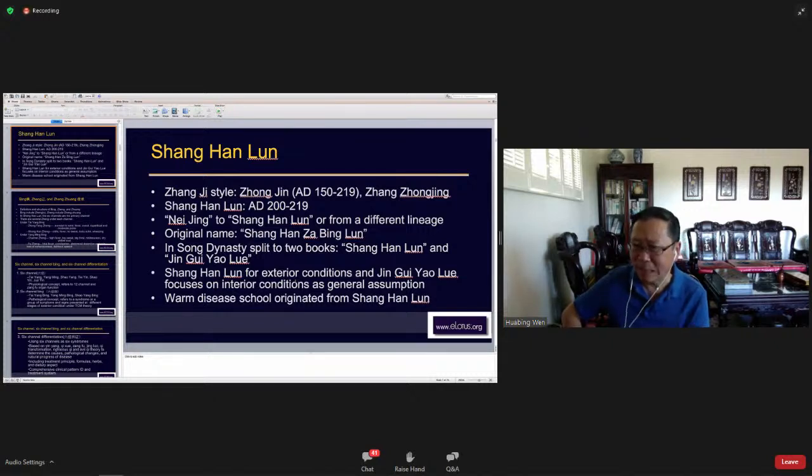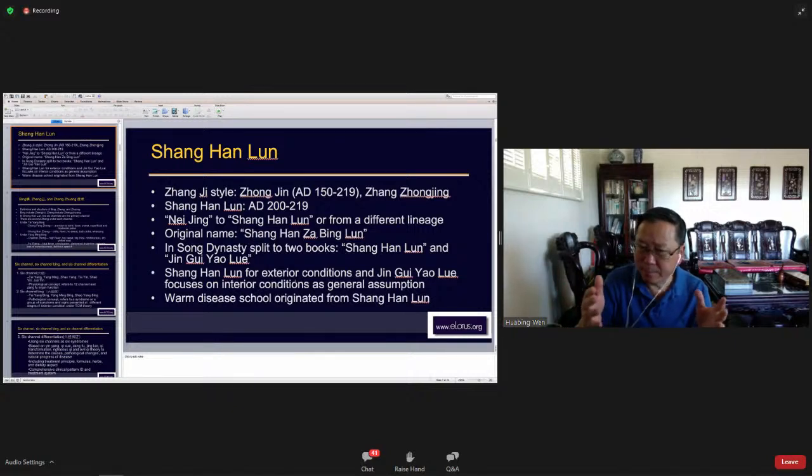Their contribution to medicine is that when Shang Han Lun could not solve the problem, around the Qing Dynasty, the Wenbing school emerged. They extended it by introducing some detox herbs and also the definition of patterns, the so-called four-level differentiation.